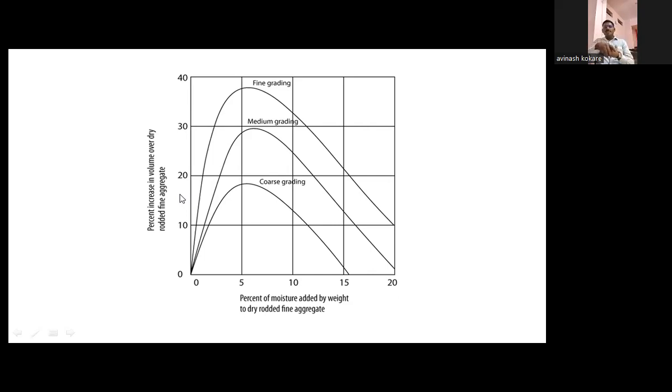In such a case, where are we using sand? We are using sand in the concrete. If we add the sand into the concrete, what will happen? If moisture is present, we are adding sand by weight.